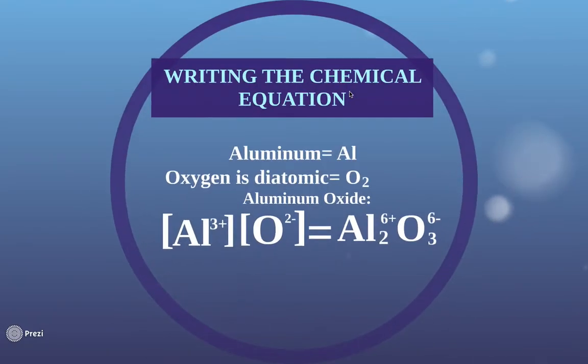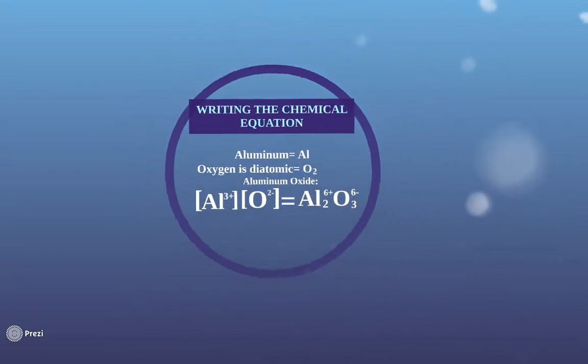First, we refer to our periodic table. We see the element aluminum is Al. The element oxygen is O. However, oxygen is diatomic, and so it is written O2. The reaction produces aluminum oxide, which combines aluminum and oxygen. Aluminum has a charge of 3+, while oxygen has a charge of 2-. In order to balance the charges, aluminum oxide therefore is written Al2O3.